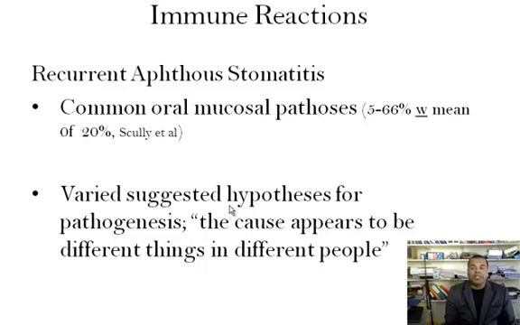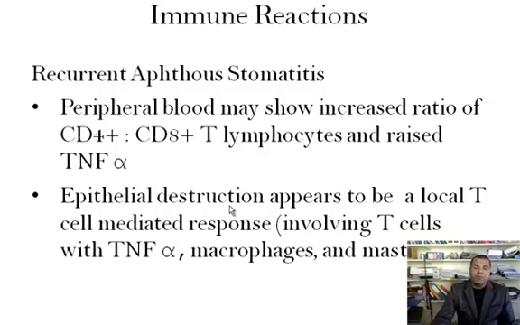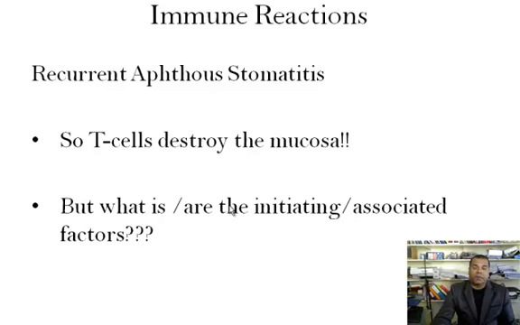There's a wide range in incidence reported in the literature, but in terms of pathogenesis, the cause appears to occur as different things in different people, so it's varied. But what we do know is peripheral blood may show increased ratio of CD4+ to CD8+ lymphocytes and raised TNF alpha. Epithelial destruction appears to be a local T cell mediated response involving T cells with TNF alpha and macrophages and mast cells. So what happens is the T cells tend to, in simple terms, destroy the mucosa.